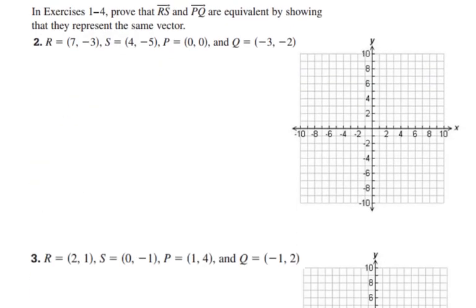Let's see, we're going to prove that RS and PQ are equivalent by showing that they represent the same vector. And so again, that just means that they go in the same direction and that they have the same magnitude, kind of same slope, if you will. Alright, so in this first one here, we're going to do RS, and R is the starting point, which is at 7, -3, and then S is at 4, -5.